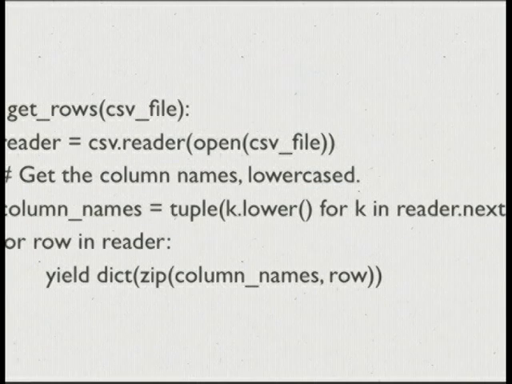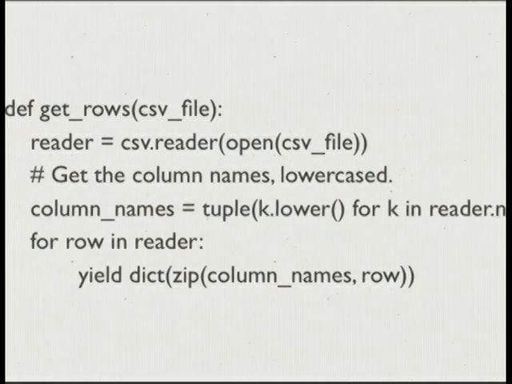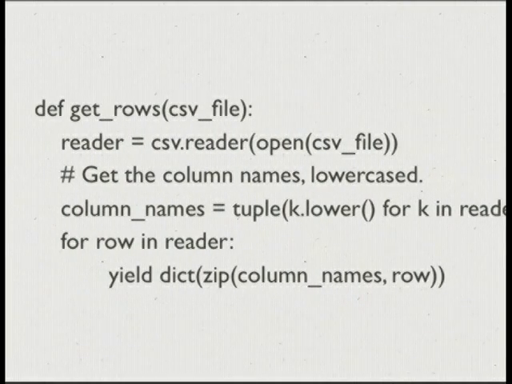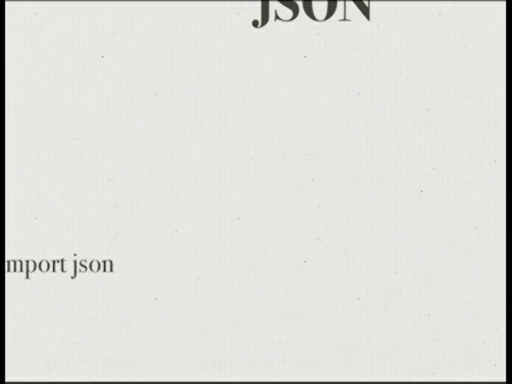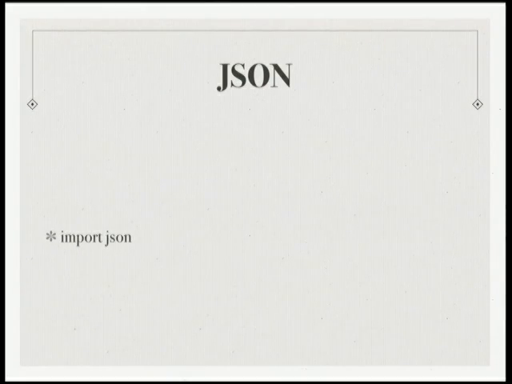This is the code that you would use in the case where the column names are uppercase or weirdly formatted. You can lowercase them or do whatever you want. There's a tiny bit of street cred in this talk because, look, it's Python. JSON, yeah, that's it.